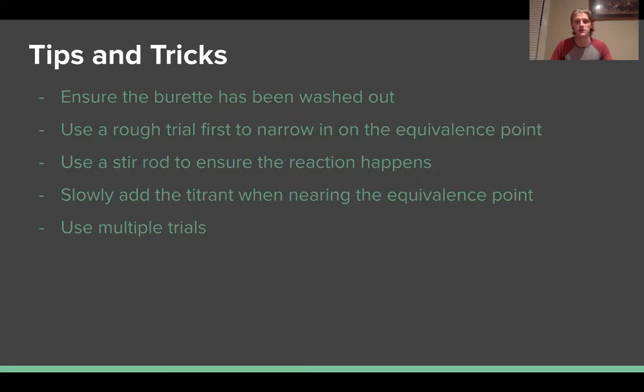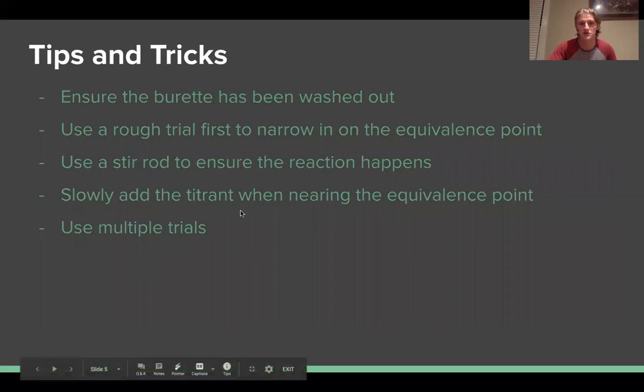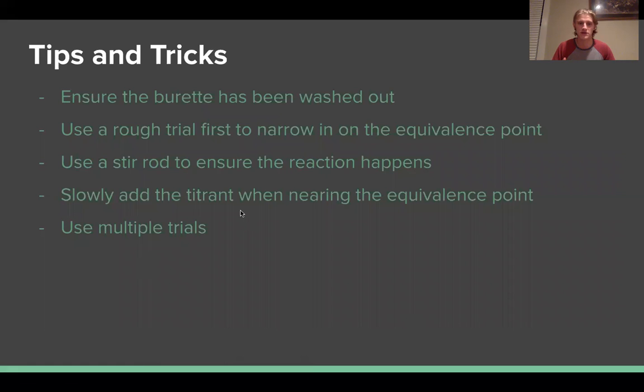And then use a stir rod to ensure the reaction happens as quickly as possible and that you're not waiting for the reaction to happen. You might miss the endpoint because you added too much titrant. Slowly add the titrant when nearing the equivalence point. This way you won't go over and you can get as accurate results as possible. And use multiple trials to ensure precision and to get the best data possible.